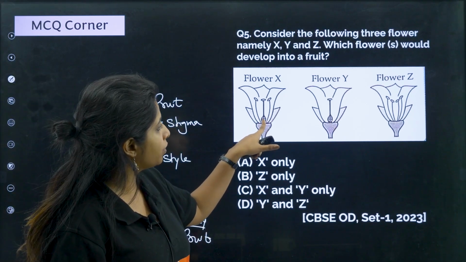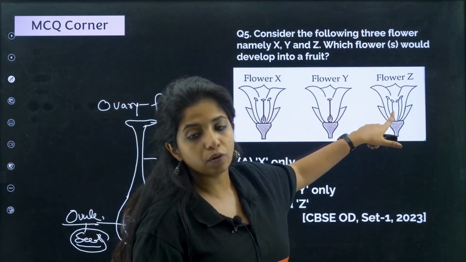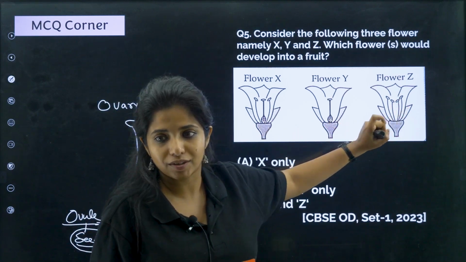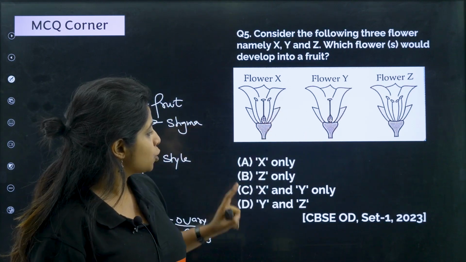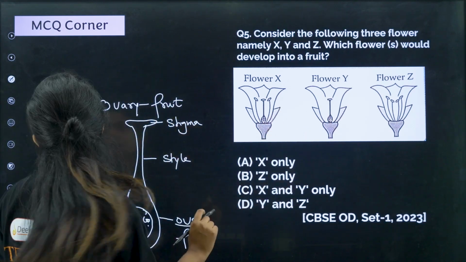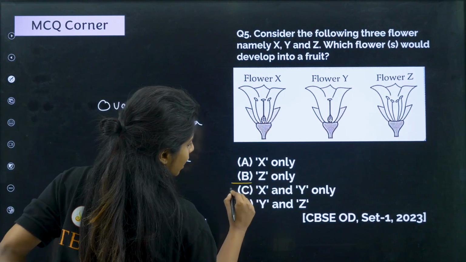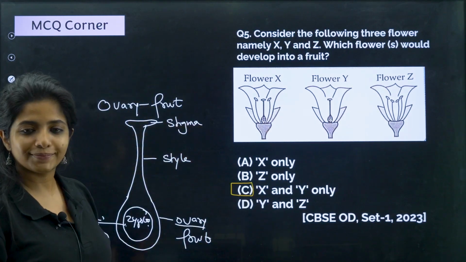So over here you see the ovary, and here you see the ovary. Do you see any ovary over here? No, it just has the male reproductive system. So which flowers would be developing into a fruit, my dear children? This and this can. So X and Y can only develop into a fruit. None of the others would develop into a fruit.